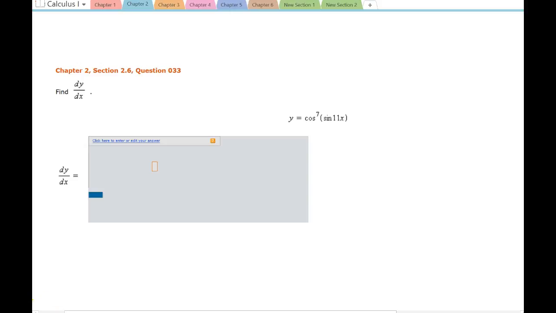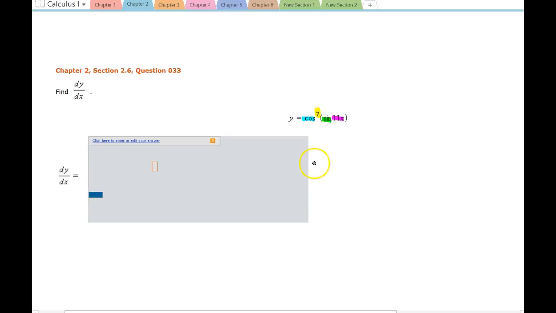The purpose of this video is to go over 2.6, question 33 on Wiley. And this is the chain rule problem. So you can see we have an overall outside function, which is something to the 7th power, and then we have a middle function, and then almost another function, and finally an inside function. So we have a function within a function within a function within a function. As long as we are careful with the way we go about it, it can be pretty clear, but inputting it into Wiley can be kind of tricky.